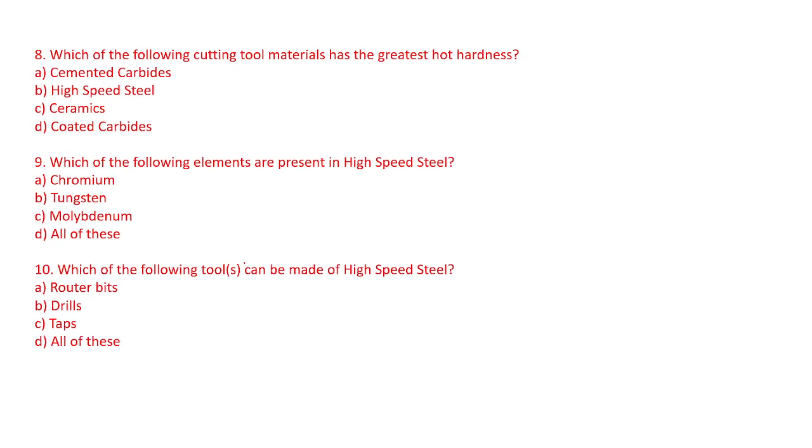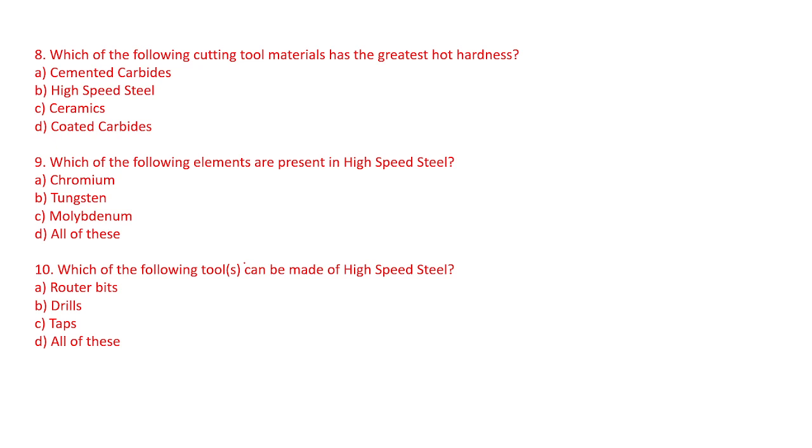Then the next portion is hot hardness, or hardness. High speed steel is composed of high carbon steel with a reasonable amount of alloying elements like chromium, tungsten, or molybdenum. This combination improves the hardness, wear resistance, and toughness. It also provides a high material removal rate when we want to cut metals or other materials.